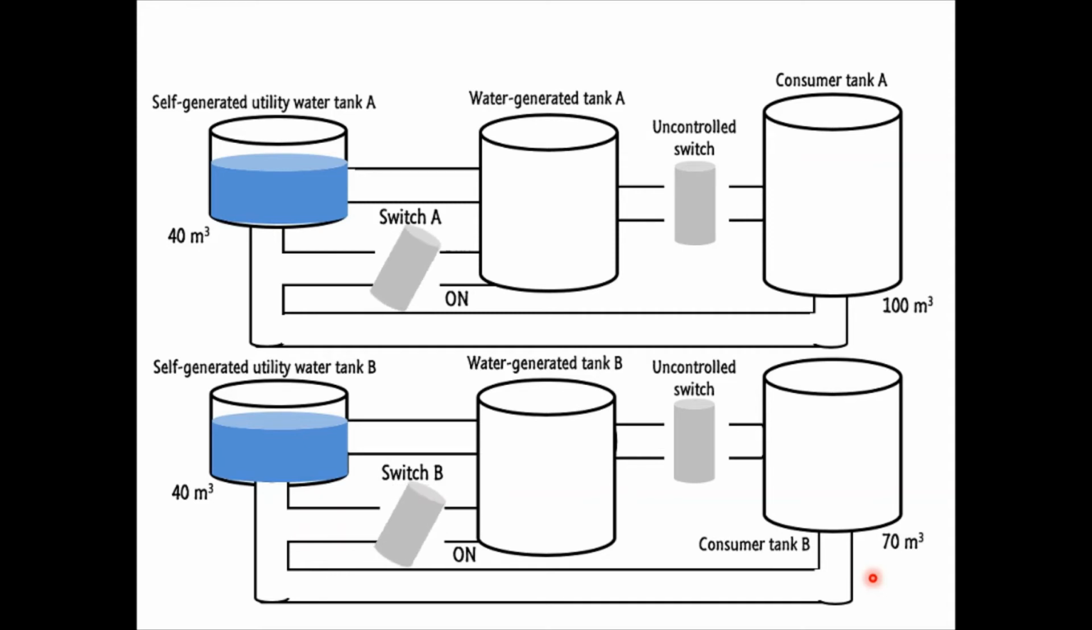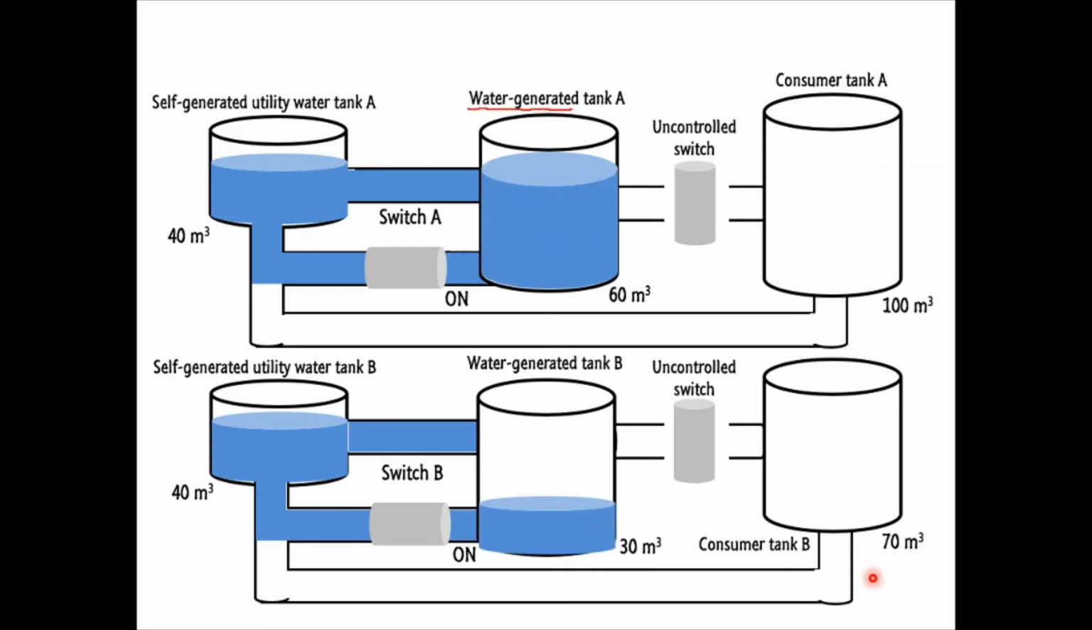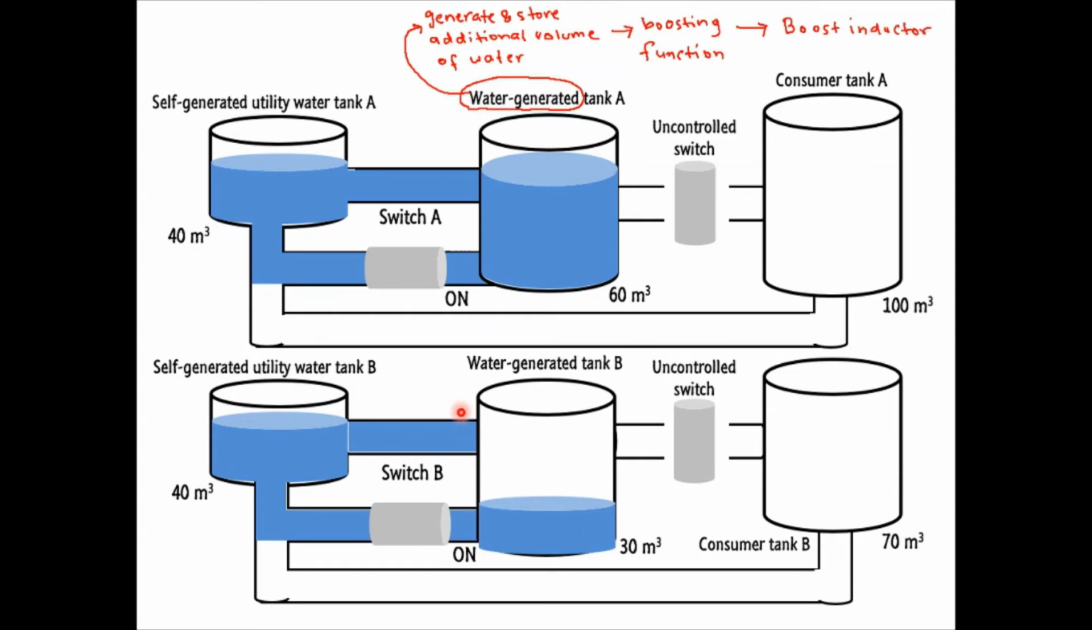When switches A and B are turned on, we can see the water-generated tanks are generating the additional volume of water to accommodate the consumer's demand. At this moment, water will flow between the utility tank to the water-generated tank only. Thus, we can say that these systems are executing the boosting function. Therefore, in the DC converter circuit, the inductor is called the boost inductor.